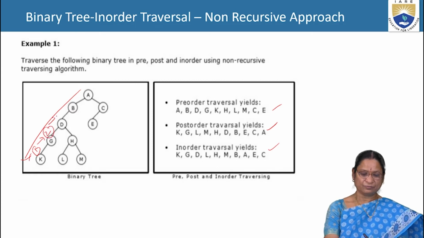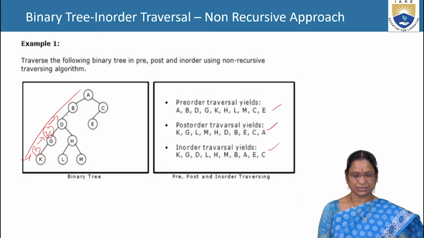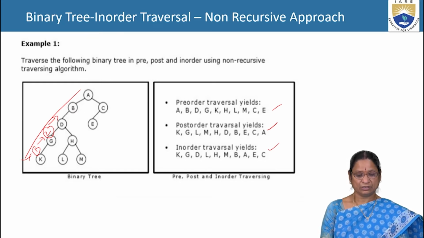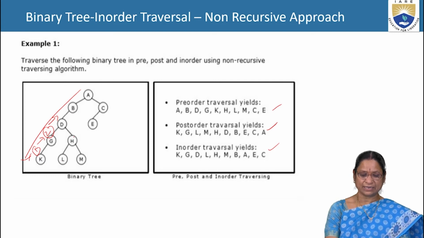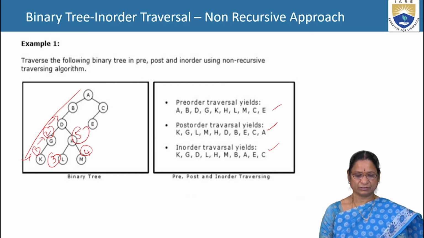Again we'll move upward. After K, G, D is the root. The left subtree is completed, so the right subtree again: L, H, M is there. Again we will move to the leftmost one. So this will be the 3, right will be the 4, and the node will be the 5. That means K, G, D and L, M, H.